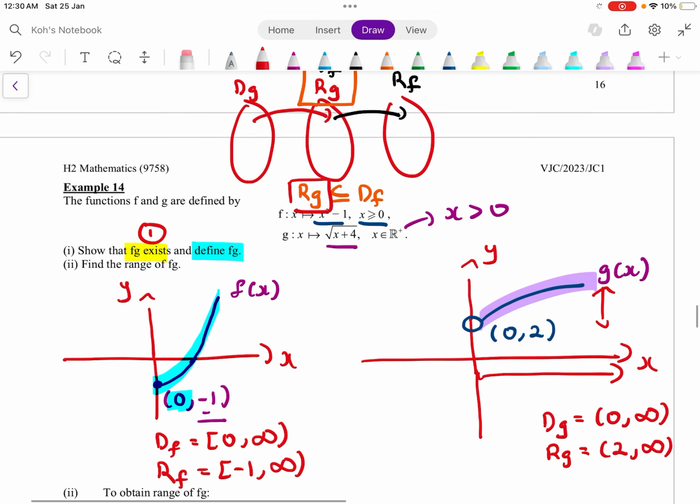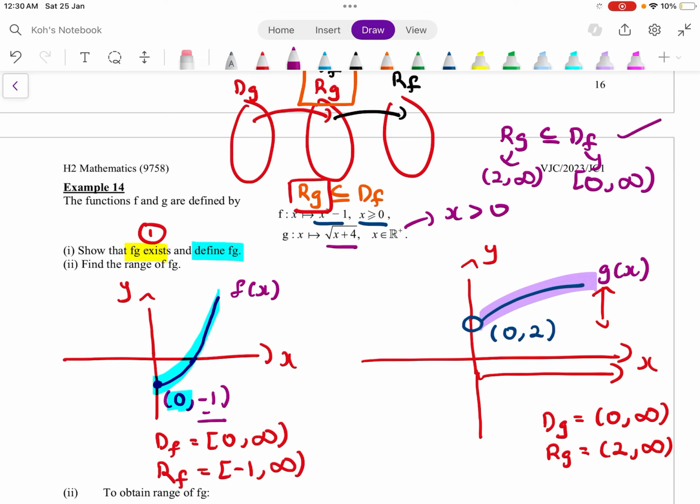Okay, so now we go back. Range of g is a subset of the domain of f. The range of g we know is 2 to infinity. The domain of f is 0 all the way to infinity. So you can see that the range of g is a subset of the domain of f. Hence fg actually exists.